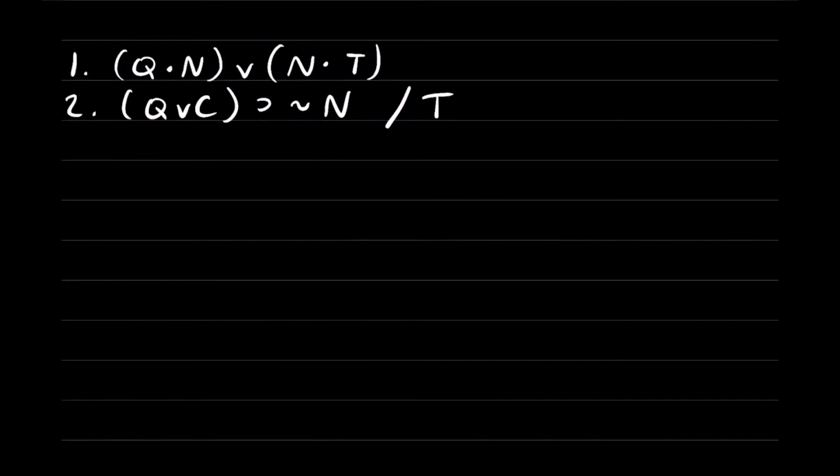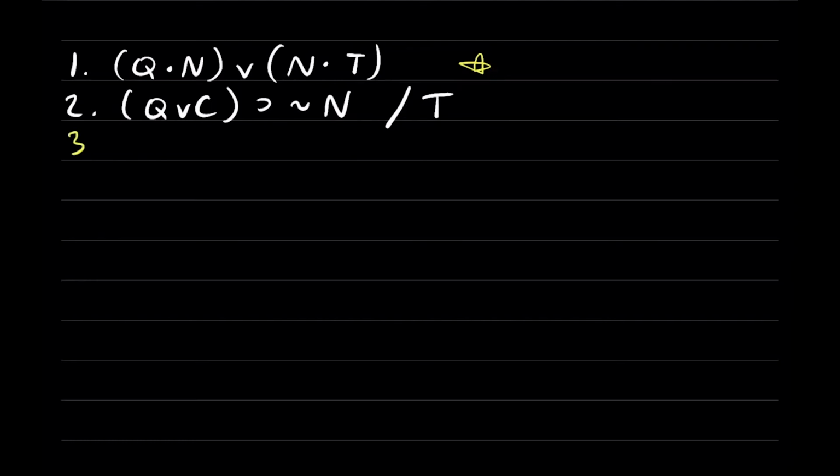We're given two premises: Q or N, or N and T. We have Q or C implies not N, and we're trying to get T. Now, this is going to be a little tricky to recognize. In fact, I'm going to star this. Line 1 looks a lot like the form for distribution, but we have to do a little mechanical switching around in order for it to match the form for distribution exactly.